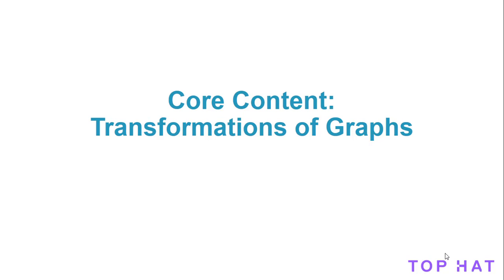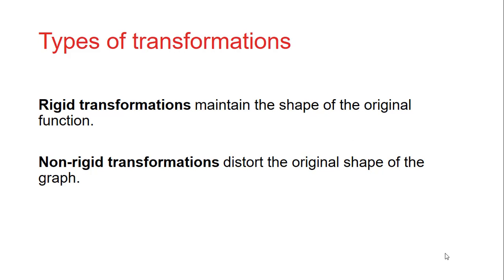We look at transformations of graphs in this video, and we'll talk about two types of transformations. The first one in this video will be focused on rigid transformations, and rigid transformations come from when we maintain the shape of the original function. We're just going to be moving that graph around. Essentially, it's like picking it up and moving it to a new location. A non-rigid transformation results in distorting the original shape of the graph.